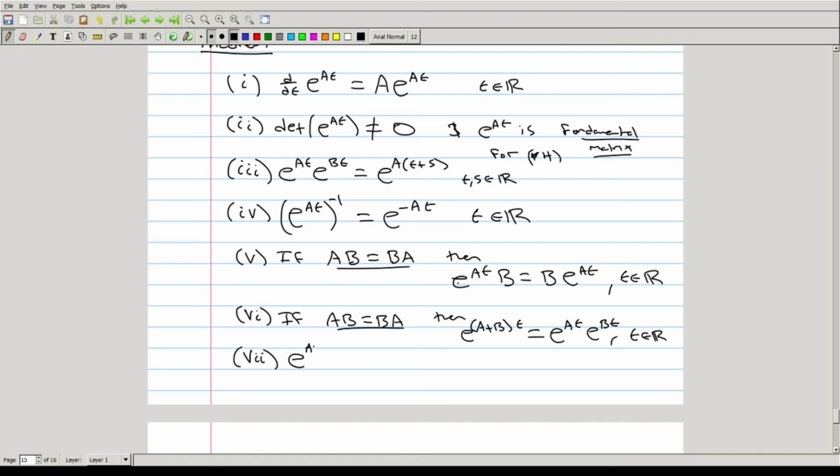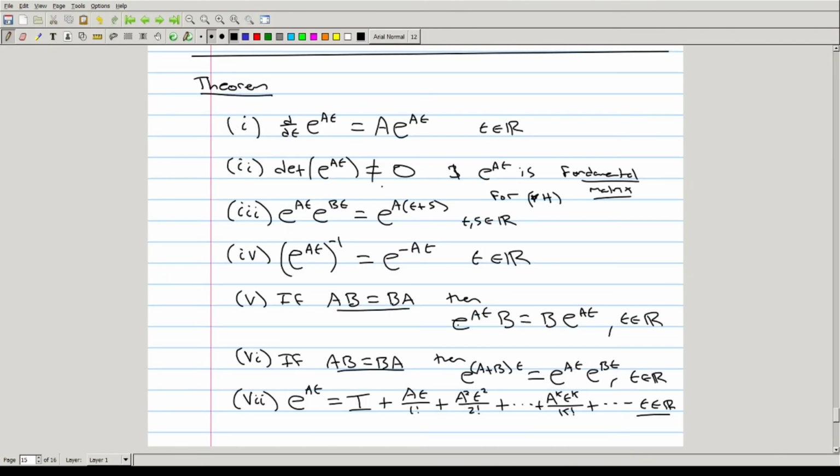The seventh property, and one of the most interesting, I think, examples of a matrix Taylor series in mathematics, is going to be that e to the At is A times t over 1 factorial plus A squared t squared over 2 factorial plus all the way up to A to the k times t to the k over k factorial, all the way to infinity, for any t in R. This is the Taylor series formula, but for matrices.